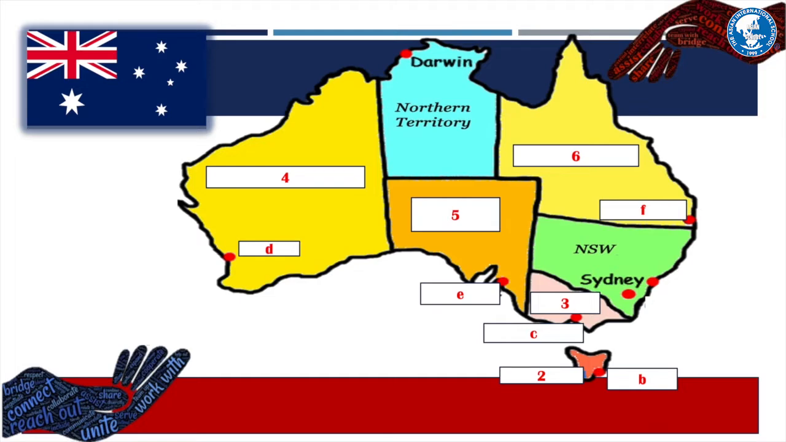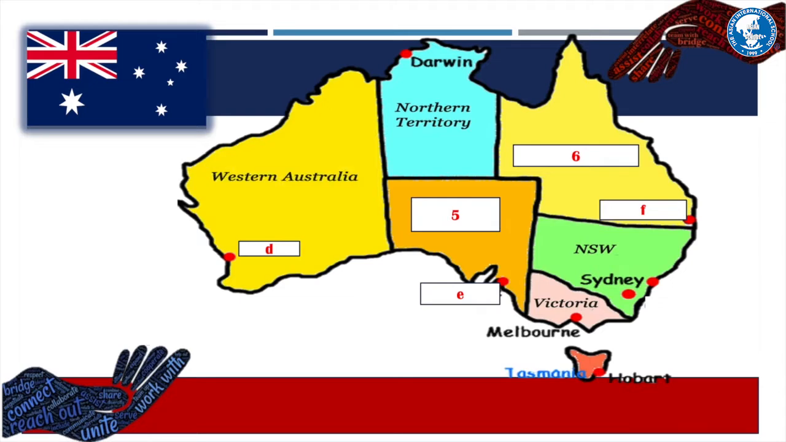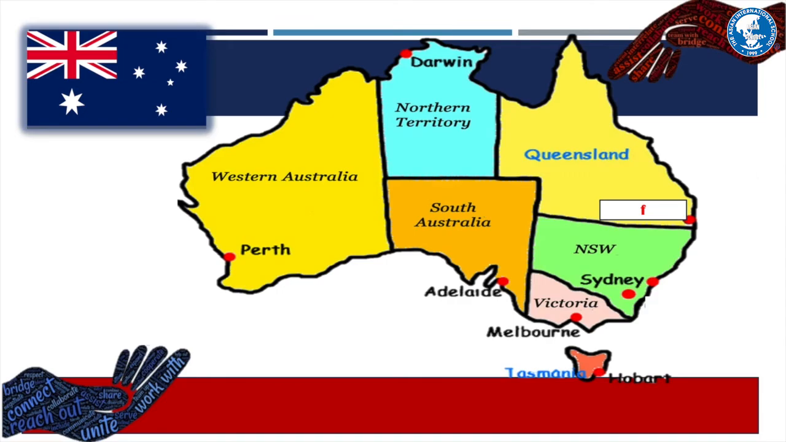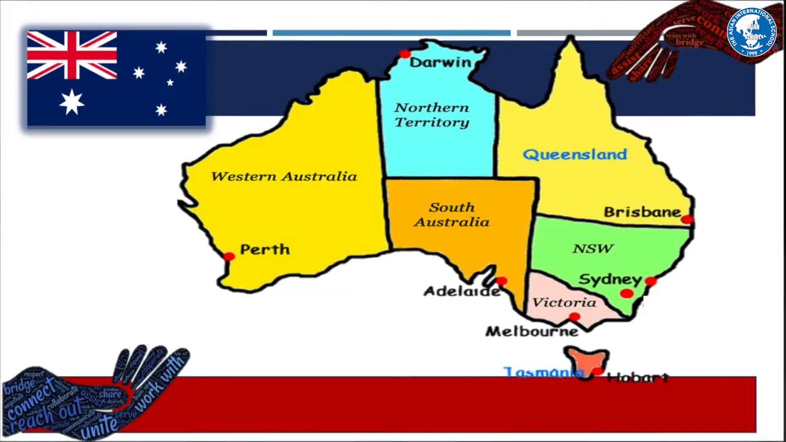Okay, number 2 is Tasmania, and the capital city is Hobart. And number 3 is Victoria, and the capital city is Melbourne. How about number 4? Number 4 is Western Australia, and the capital city is Perth. Number 5 is South Australia, and the capital city, Adelaide. And lastly, we have Queensland with the capital city of Brisbane.